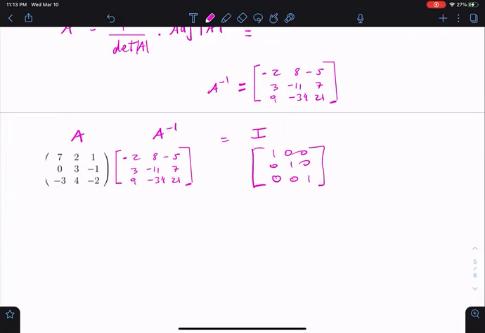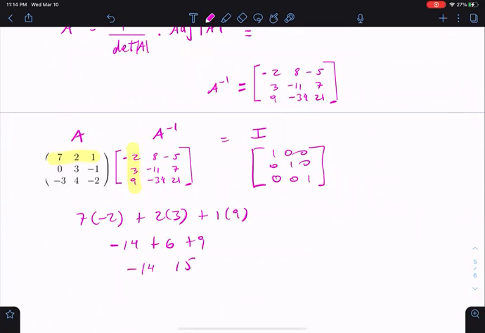So let's do the dot product. This is row 1, column 1. 7 times -2 plus 2 times 3 plus 1 times 9. So this is -14 plus 6 plus 9. This is 15 minus 14. That's 1, right? So that's right.